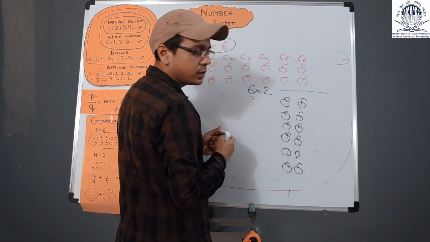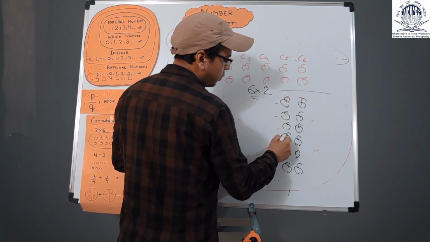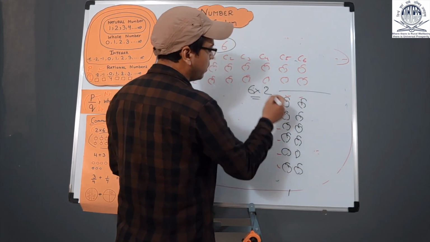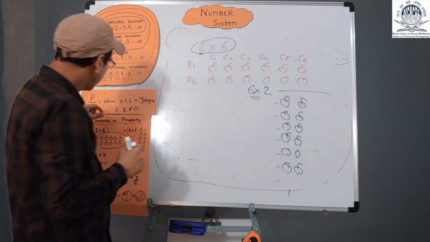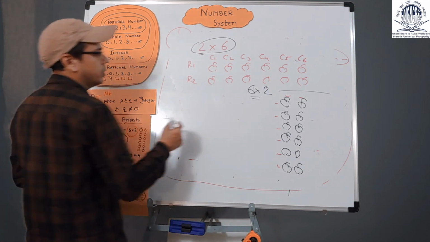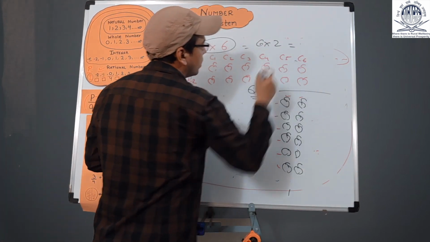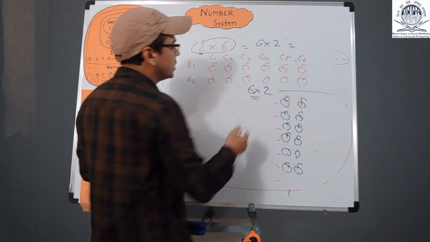And how many? Obviously, you can count 1, 2, and 1, 2, 3, 4, 5, 6, 6 into 2, 12. So the commutative property essentially states that when you reverse the values, you will get the same number. So whether it's 2 into 6 or 6 into 2, your value will be the same, which is nothing but 12.